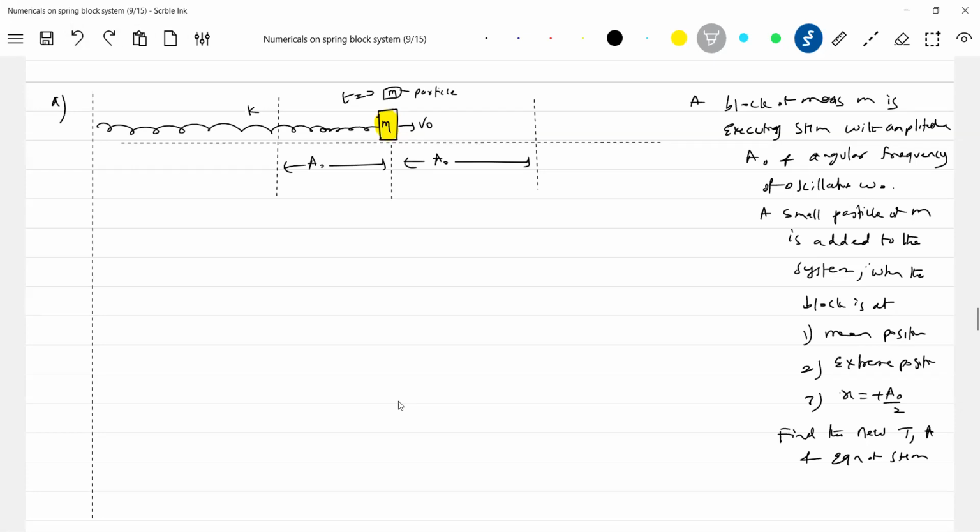When the block is at rest, the particles get... Okay, we'll put a condition like an inelastic collision idea. Note it in the end.